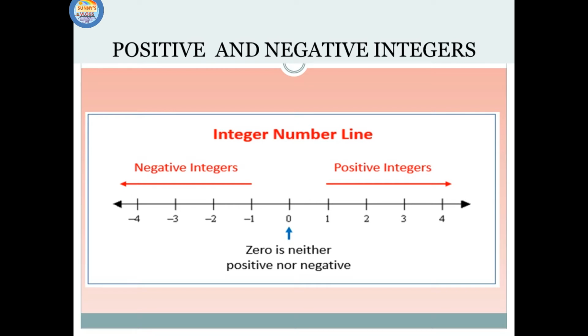Then, what about 0? 0 is considered neither a positive nor a negative integer, but it is a whole number.